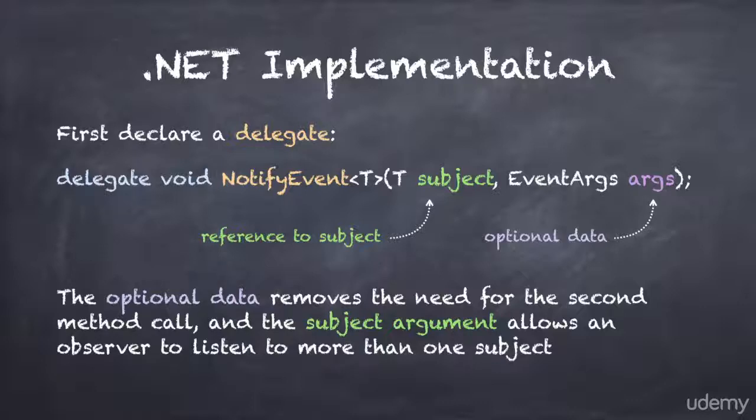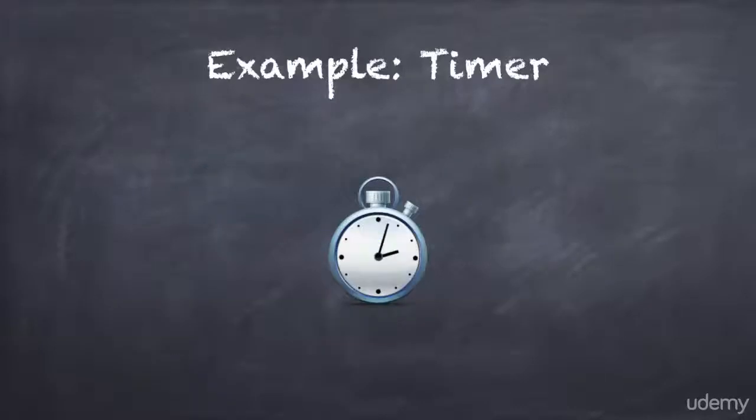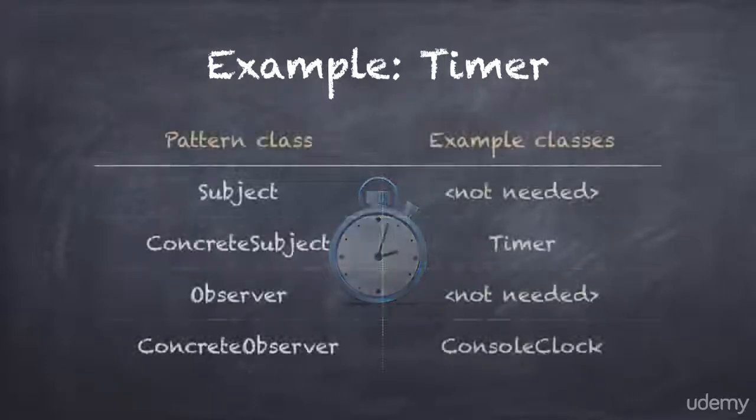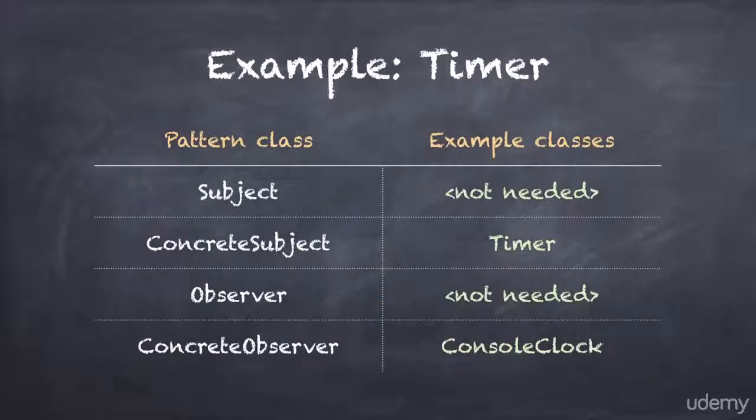Okay, let me show you a very simple implementation of the pattern. I will build a simple timer class that notifies its observers once every second. I'll add an observer that writes the current time to the console. I am going to use the following classes. Let's take a look at the code.